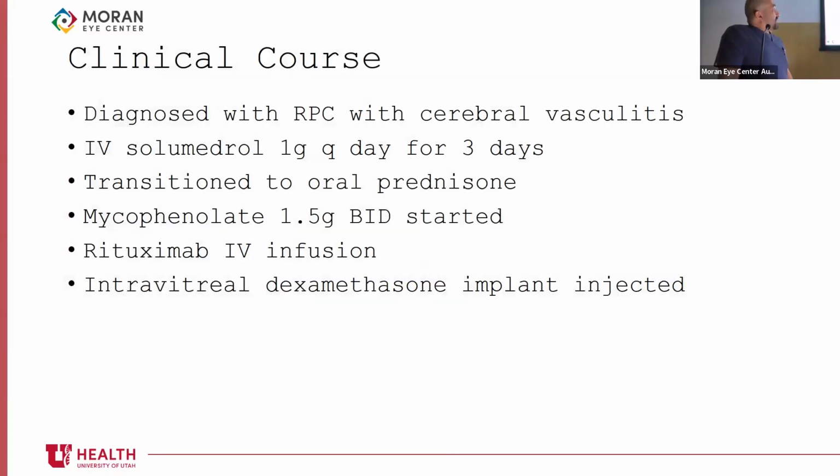So she was diagnosed with relentless placoid chorioretinopathy with cerebral vasculitis, and she was given 3 days of IV Solu-Medrol by neurology. She was transitioned to oral prednisone. I started her on mycophenolate, the highest possible dose, very quickly. On neurology's recommendations, we started rituximab infusions because that was the standard of care for cerebral vasculitis at the time. And I injected intravitreal dexamethasone implant just to speed things along.